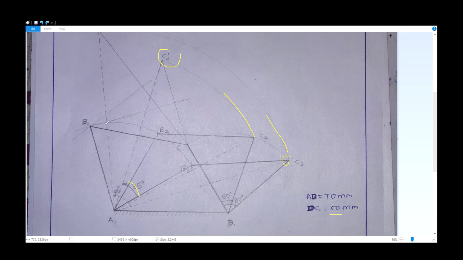So after getting point B1 we will join the points A1 to B1 to C1 to D1. So this is the first required mechanism. This is the first position.